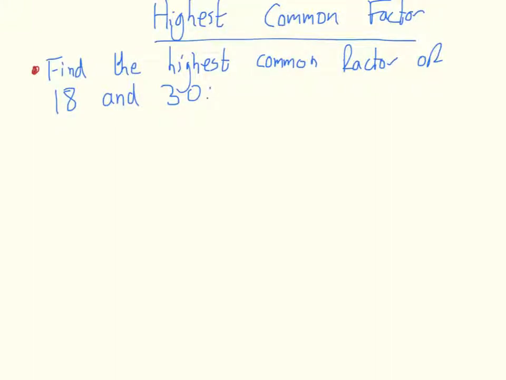Highest common factor. Remember that a factor is a value or values that go into another number without a remainder. So if we're looking for factors, they generally come in pairs because they're multiplied together to make the number. So for example, if we look at the factors of 12, 1 times 12 gives you 12, 2 times 6 gives you 12, and 3 times 4 gives you 12.